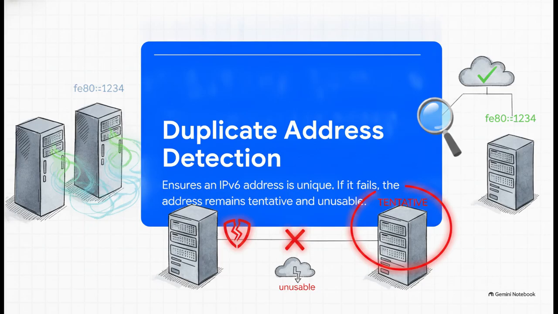Now, I mentioned duplicate address detection, or DAD, just a second ago. This is actually a massive point of failure to watch out for. If DAD fails, usually because some other machine is already hogging that specific address, your machine's address gets stuck in what's called a tentative state. It's there, but it is completely unusable. If you've got a server with absolutely zero connectivity, diving into your system logs to check for a DAD failure is a fantastic place to start looking.